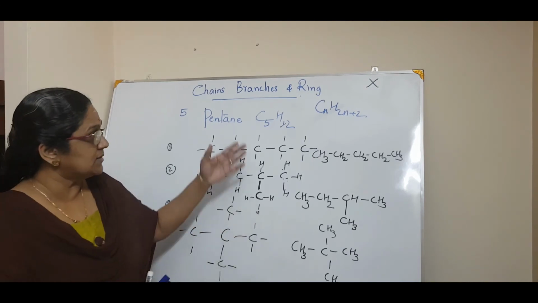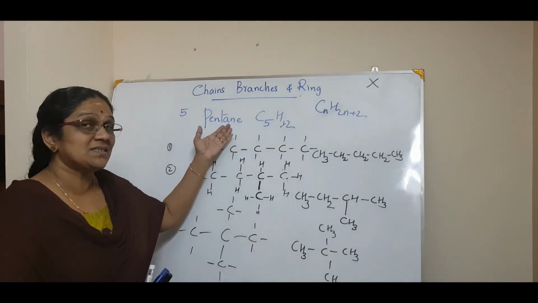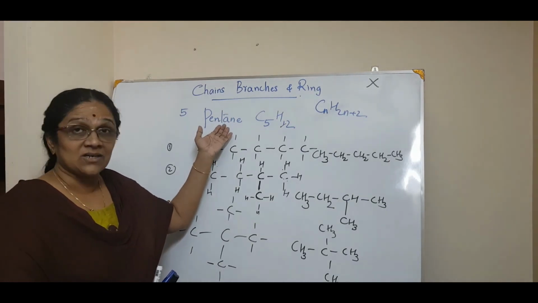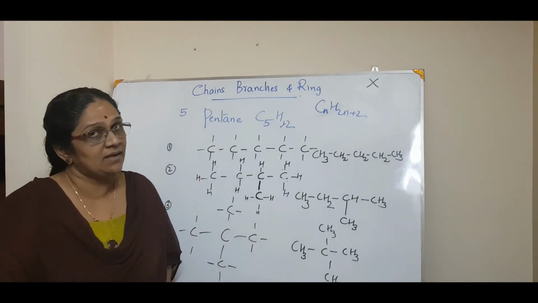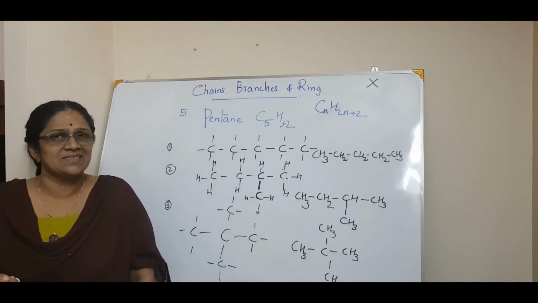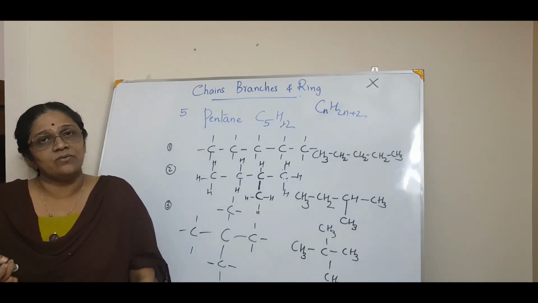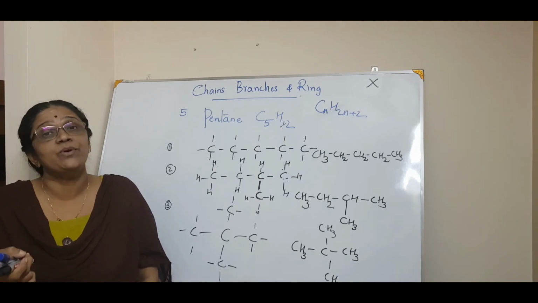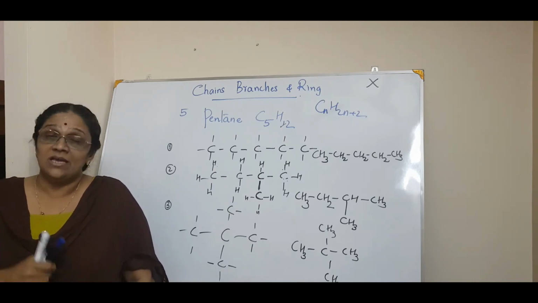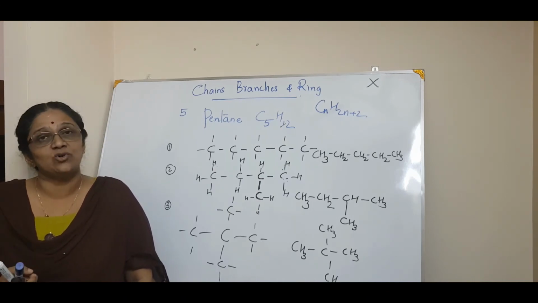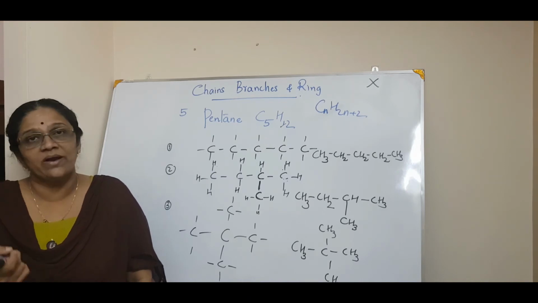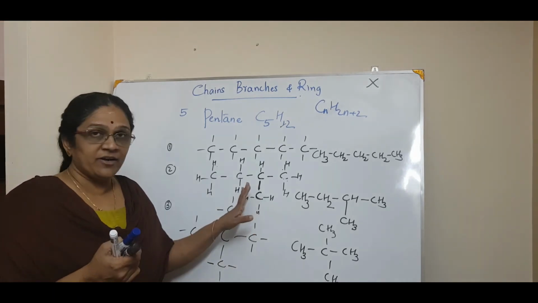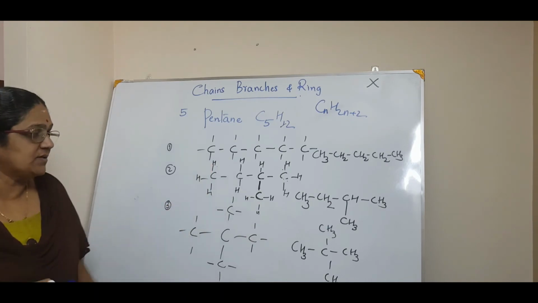In the board exam, questions are asked: write the structural isomers of pentane. They won't ask you for hexane or heptane. Till now they have asked only butane and pentane. So study well. If somebody wants to write the structural isomers of hexane, just go and write it. It will be fun. You know how to write it.